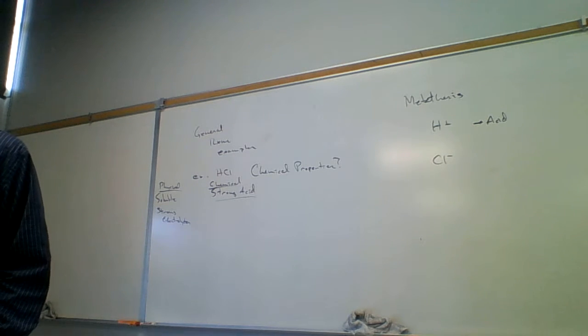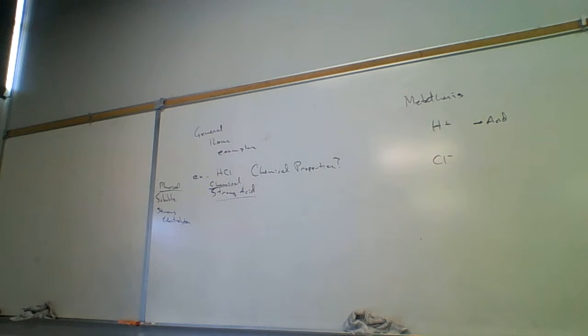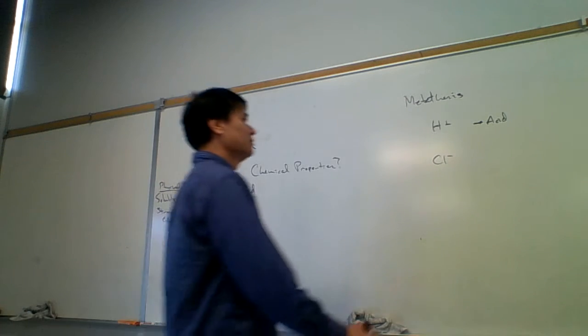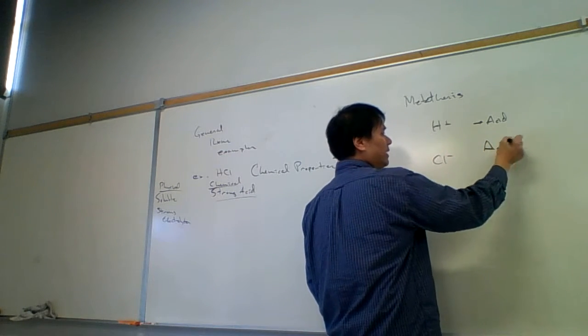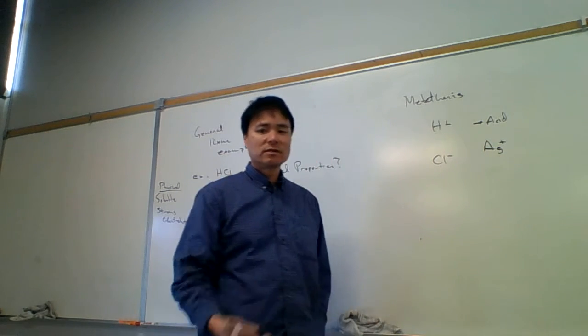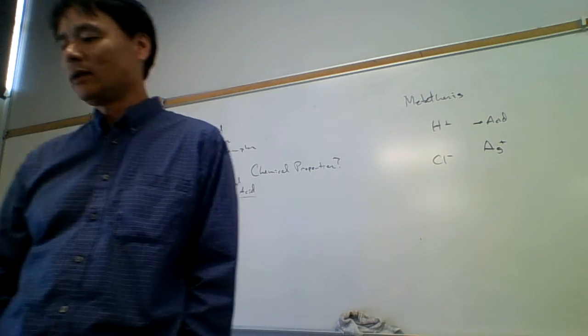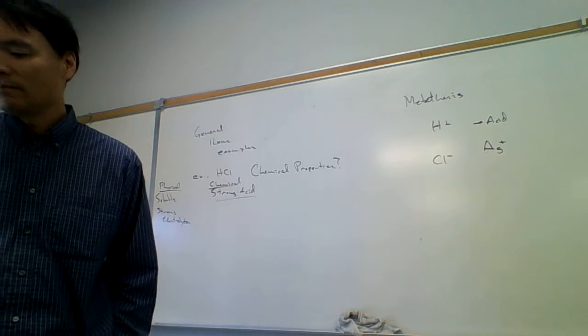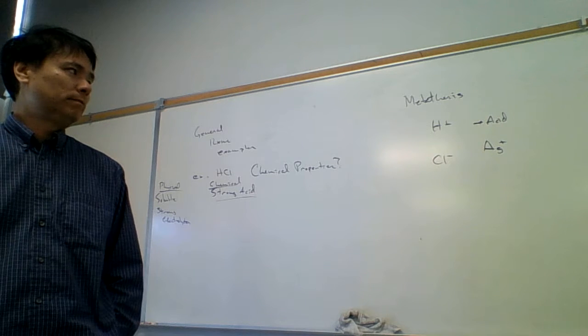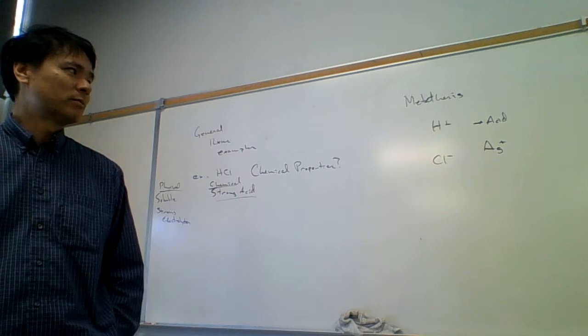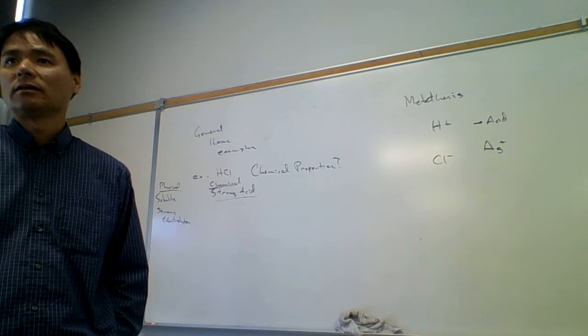Can you think of any cations that chloride will want to react with? Silver. Silver ions. Chloride likes silver ions, yeah. So any kind of silver salt, like silver nitrate, silver acetate, silver chlorate, if I mix it and the solution contains silver ions, we're going to precipitate out silver chloride.